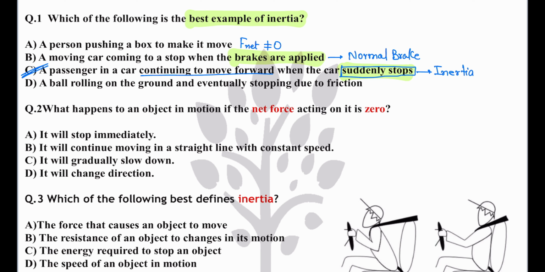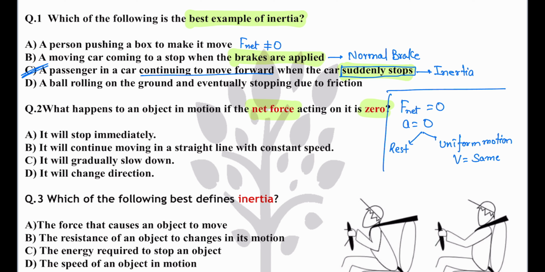What happens to an object if the net force is 0? Okay, I told you F net 0, acceleration 0. So the body is at rest or in uniform motion. So you can say velocity remains the same. This is simple. Whenever the question comes, write down this thing. Will it stop? No, not immediately. It will continue to move in a straight line with constant speed. Very good.